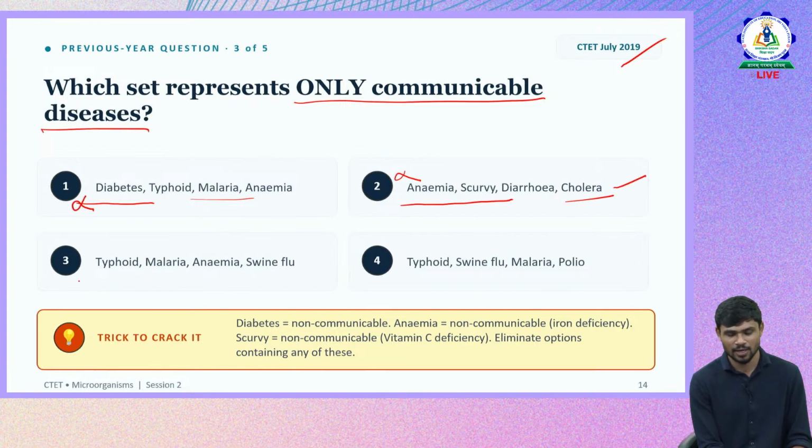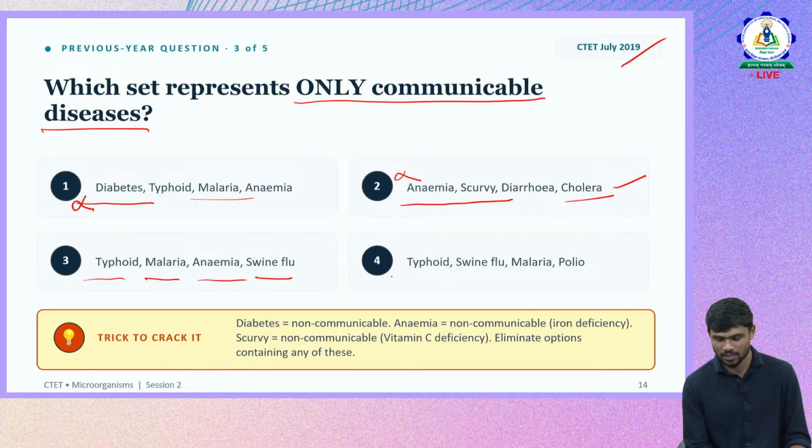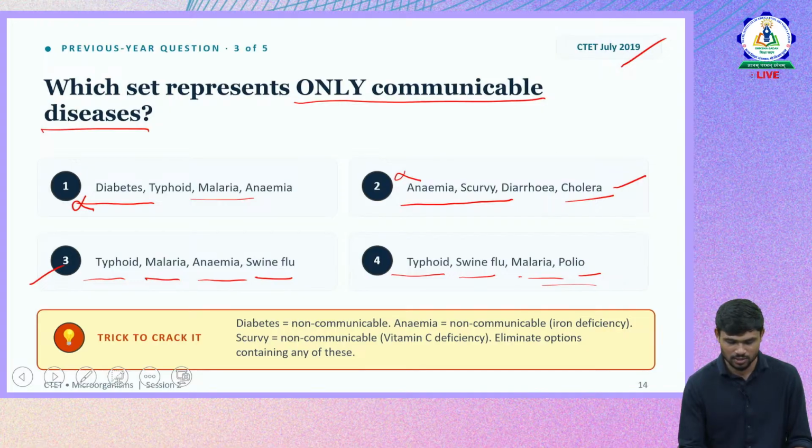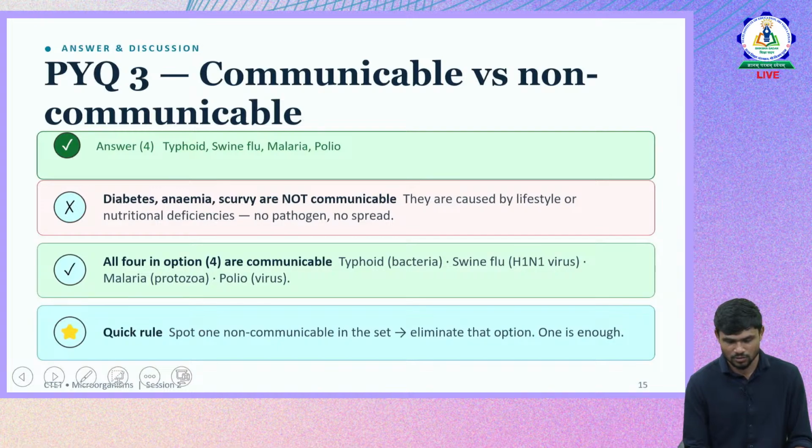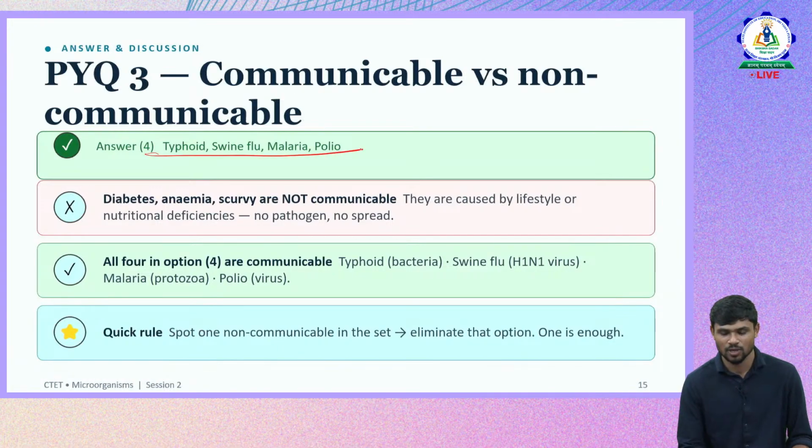Then let us see the third option: typhoid, malaria, anemia and swine flu. Then typhoid, swine flu, malaria and polio. Just a minute. I think the screen is stuck. So typhoid, swine flu, malaria and polio is the answer. All are communicable diseases.